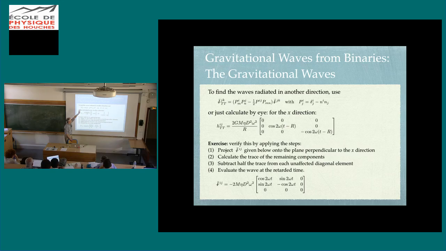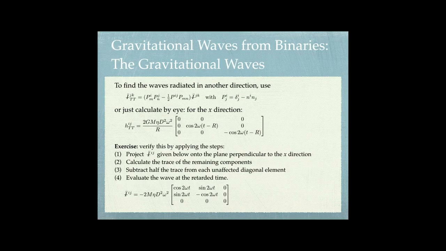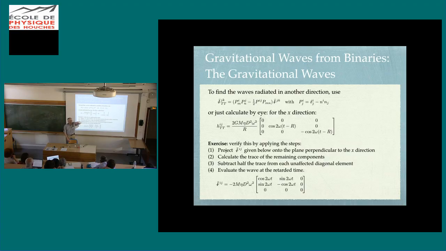To find waves in another direction, we can project it or just do it by eye. For the x direction, I take that matrix and do the processes I was talking about here, and you get, it's purely plus polarized. All right? And it's got half the magnitude, I think, if I remember right. Let me see. Yeah, half the magnitude. So if I'm looking at the x direction where the thing is edge on, I only get waves of one polarization, and they're not as strong.